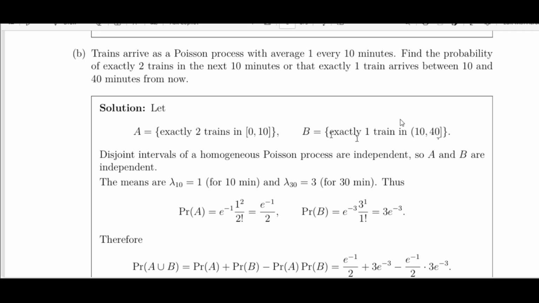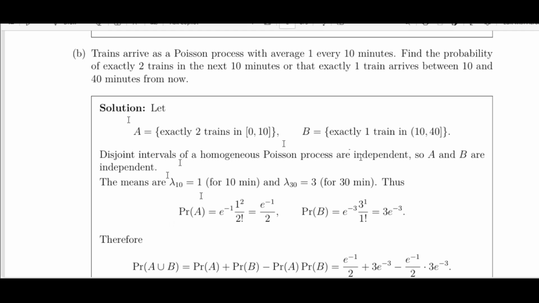If you know your real analysis very well, you realize that these intervals are non-overlapping. This one is closed and this is open. It's open at the left and this is closed at the right. So these are the disjoint intervals of the homogeneous Poisson process and are independent, as you can see. So let's find the probability of A and the probability of B.